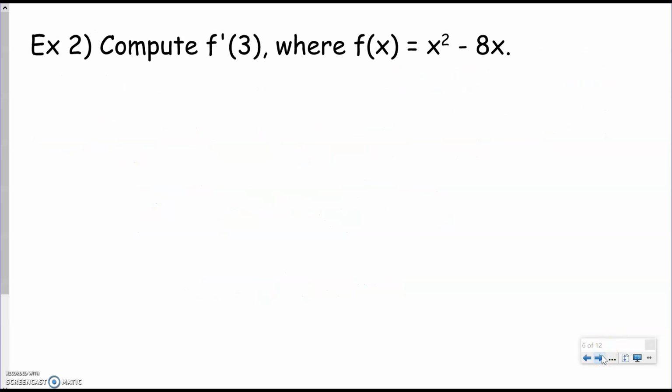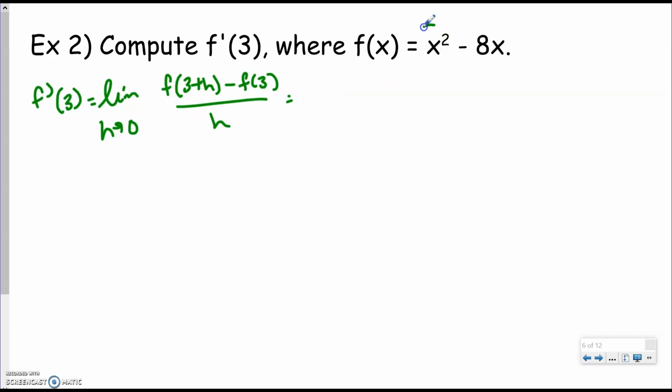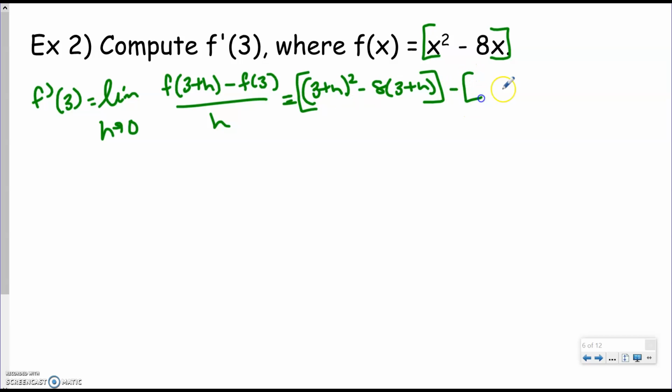This one's a little different because this isn't asking for the tangent line. They just want f prime of 3. So I don't need to worry about my ordered pair. I'm just going to go ahead and plug this in. I'm going to do the limit as h approaches 0 of f of 3 plus h minus f of 3 over h. Now be careful because this actually has two terms in it. So we're going to do 3 plus h squared minus 8 times 3 plus h. Put that in brackets so it's a little bit easier to read. Minus 3 squared minus 8 times 3 divided by h.